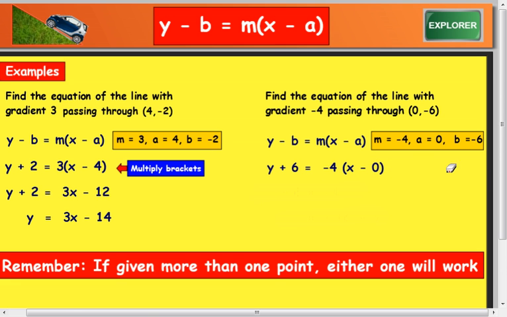Right, times out the bracket again. So leave y plus 6. Negative 4 times x is negative 4x. Negative 4 times negative 0 is just 0, so you don't need to put anything there. To get y on its own, take away the 6. And there you have it, y equals negative 4x, take away 6. Now if you're given more than 1 point, which we'll look at in the later examples, then either one will work. Something to bear in mind.